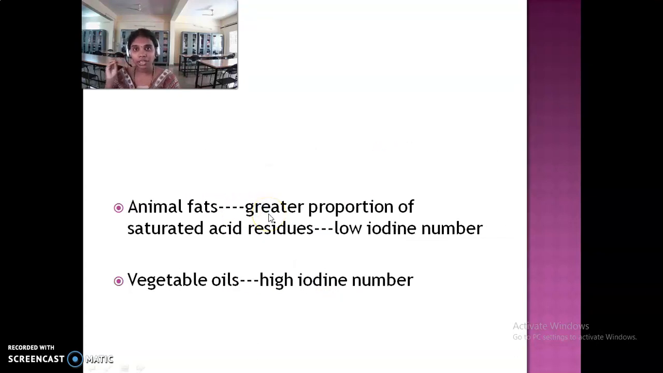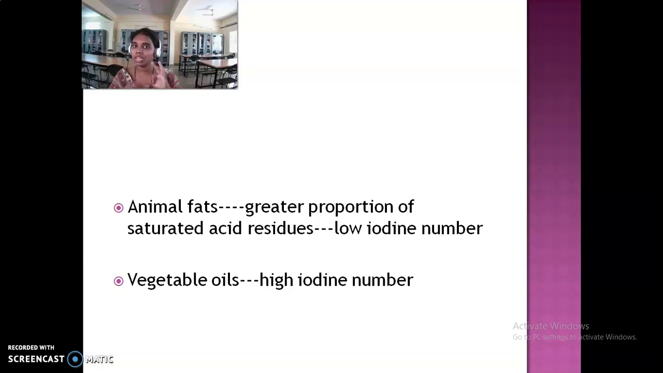Clear? Generally we have discussed that refined oils will not have free fatty acid. Same way, consider animal fats and vegetable fats or vegetable oils. Animal fats will have a greater number of saturated acid residues. That means they will not have many double bonds. If many double bonds are not there, more iodine is not absorbed. That means animal fats will have a lower iodine value, whereas vegetable oils will have a higher iodine number or higher iodine value. Clear? This is about the iodine number.